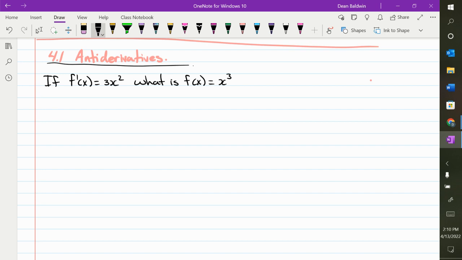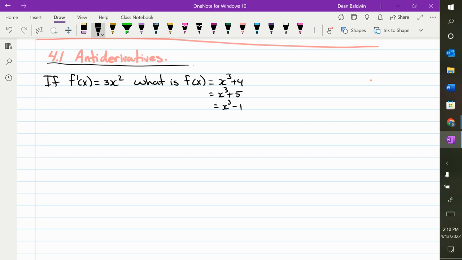That is not the entire answer. Because what if I had x cubed plus 4? What's the derivative of that? What if I had x cubed plus 5? What's the derivative of that? What if I had, see where I'm going here? x cubed minus 1. They're all 3x squared.